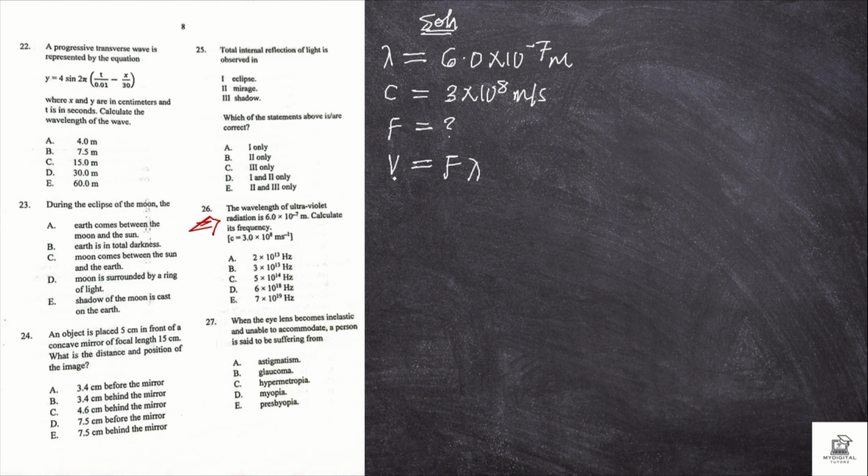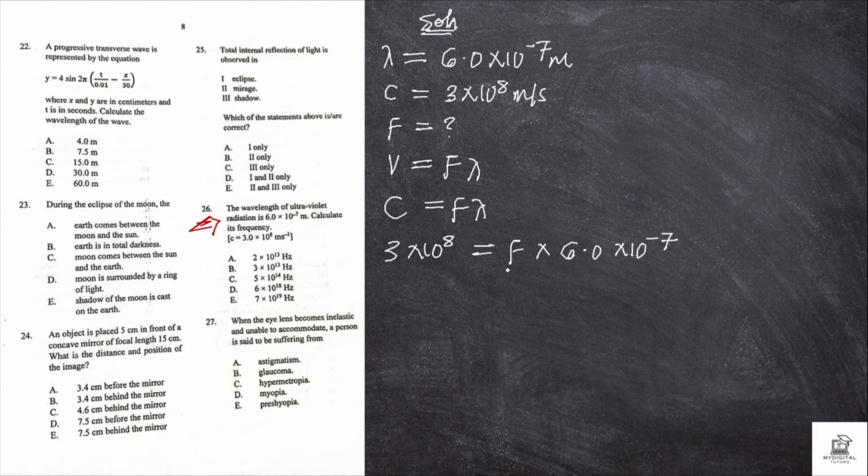Given that the wavelength lambda is equal to 6.0 times 10 raised to the power minus 7 meter, and c, the speed of light, is 3 times 10 raised to the power 8 meter per second. So we're looking for the frequency f. Remember our famous formula, v is equal to f lambda. So here v will be c, equal to f lambda. So 3 times 10 raised to the power 8 is equal to f multiplied by the wavelength, which is 6.0 times 10 raised to the power minus 7.